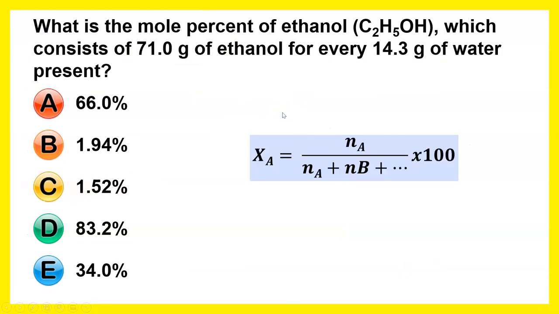All right, let's try another one. What's the mole percent of ethanol when there's 71 grams of ethanol for every 14.3 grams of water? So you have grams for both, and you're trying to get to moles, and you already know how to do that, don't you? You know how to go grams to moles. So pause the video and give it a try.